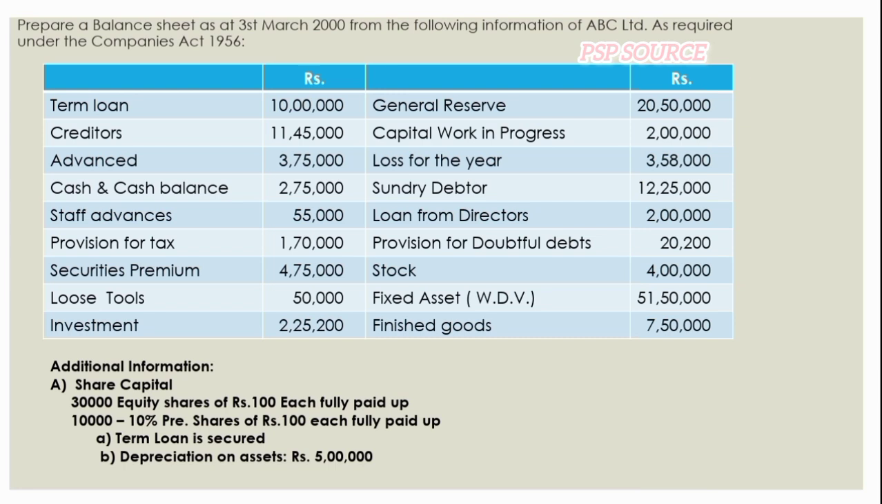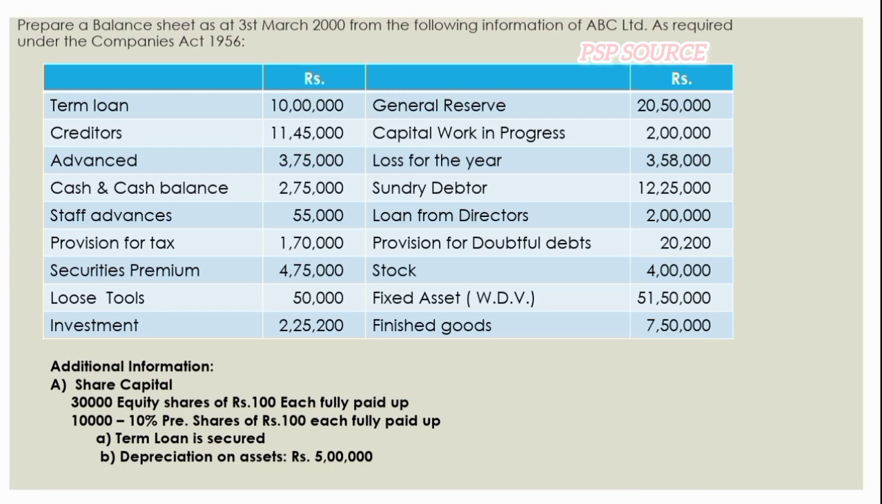That is an asset, so we are writing it under current assets. Staff advances: once again, it comes under short-term loans and advances. We will write provision for tax under short-term provisions in liabilities. Next, security premium. We can enter it under reserves and surplus.